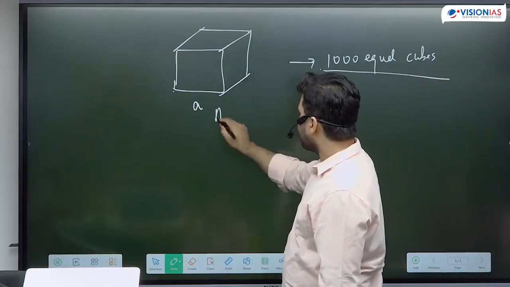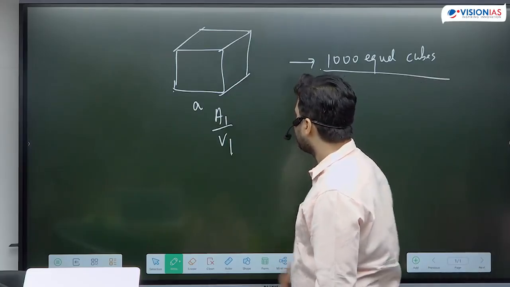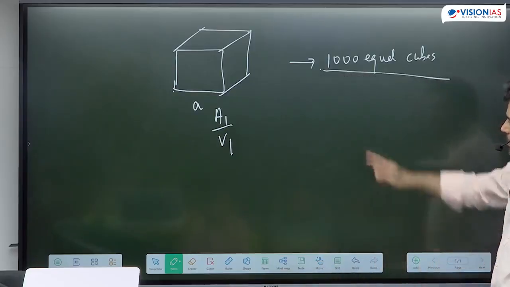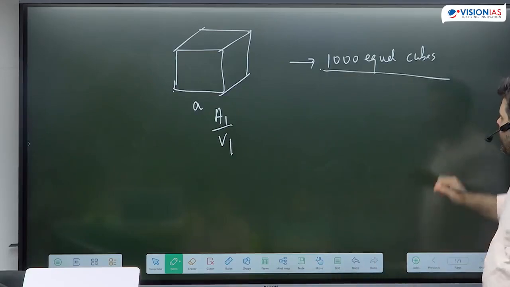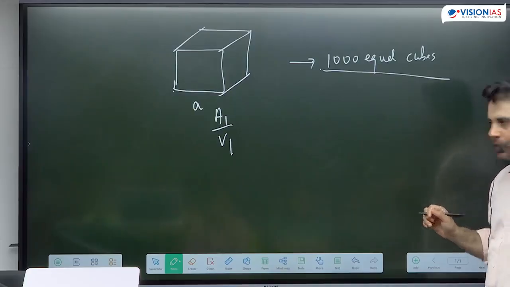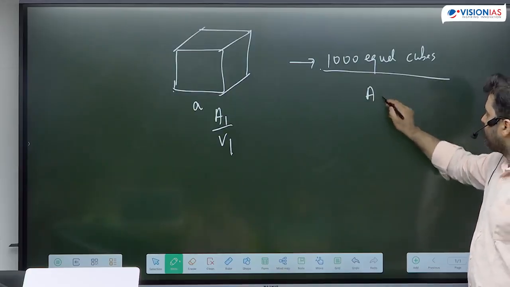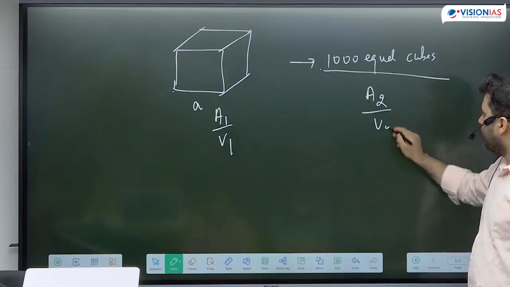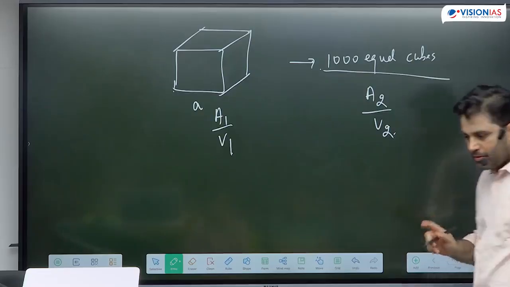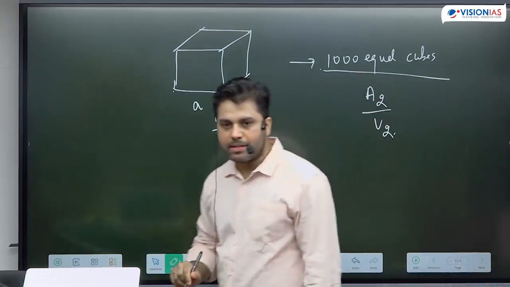I want you to tell me, let's calculate this ratio of surface area to volume for this cube. And of the 1000 equal cubes here, any one cube will have its own surface area and its own volume. Let's say A2 by V2. I want you to do this calculation. I will give you 2 minutes.